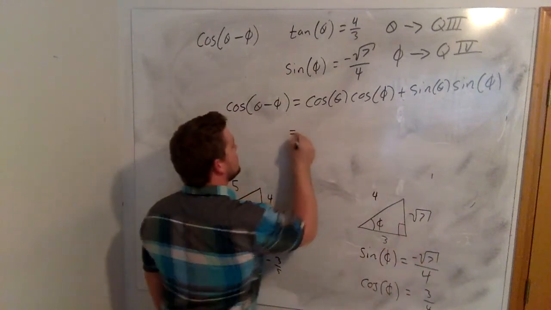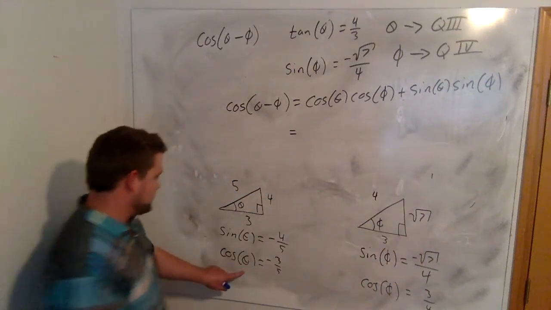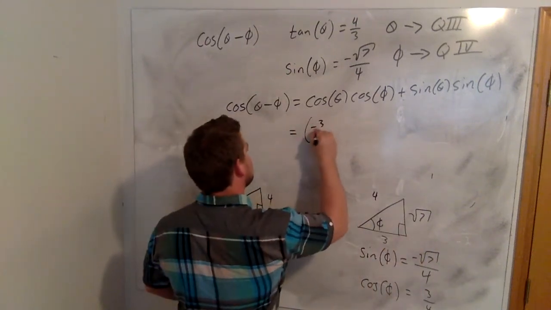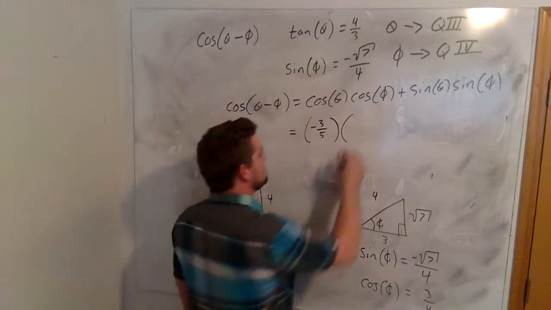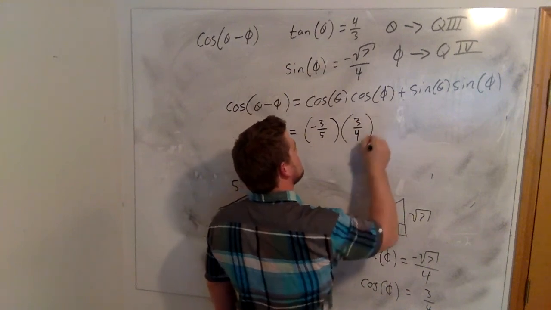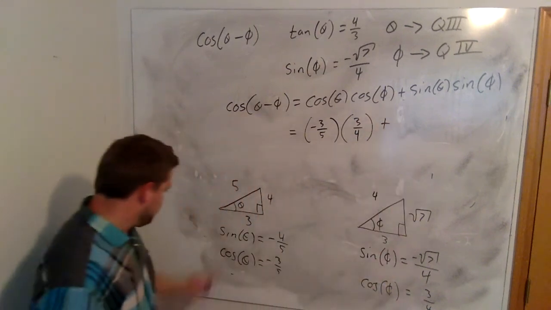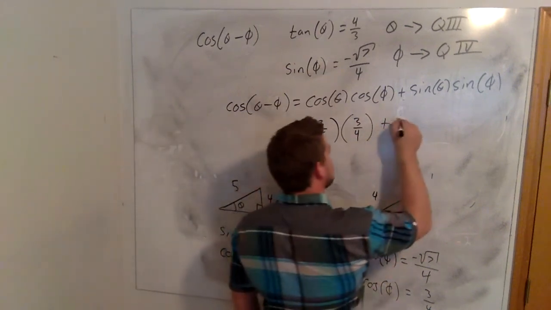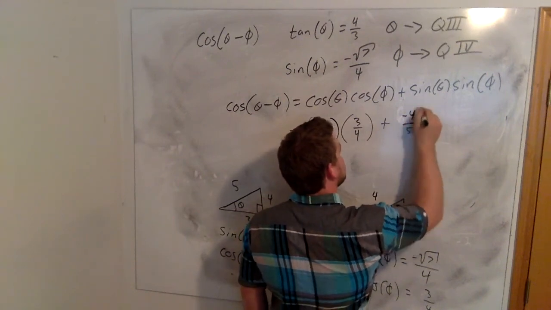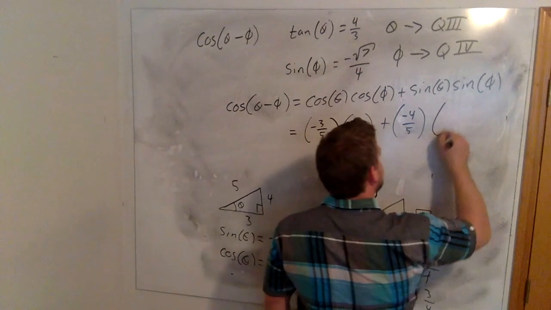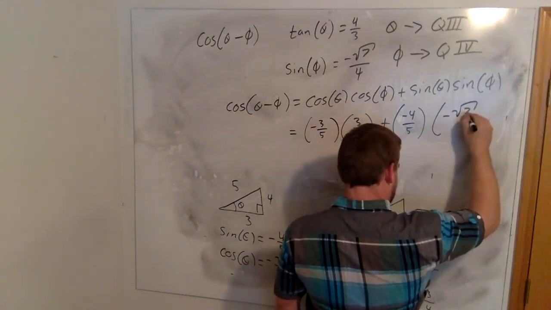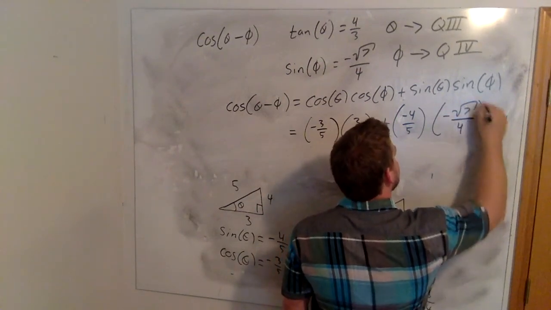Okay, so cosine of theta is negative 3/5. Cosine of phi is 3/4. Sine of theta is negative 4/5. And sine of phi is the negative square root of 7 over 4.